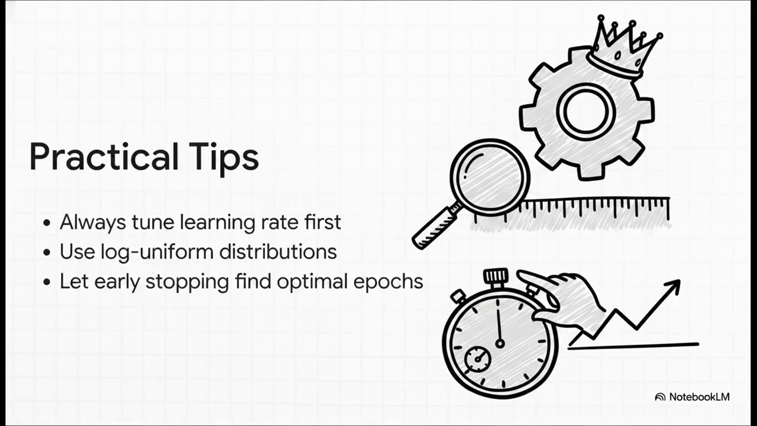To wrap that up, here are a few rapid-fire practical tips for you to guarantee success. First, always tune your learning rate first. It is the absolute king of hyperparameters. Second, and this is absolutely critical, scale matters. Use log uniform distributions for your learning rate and regularization. Searching linearly between 0.001 and 1.0, that just wastes all your budget on the large end. And finally, use early stopping instead of trying to manually tune the exact number of estimators. Let the early stopping algorithm itself decide when the model is done learning.